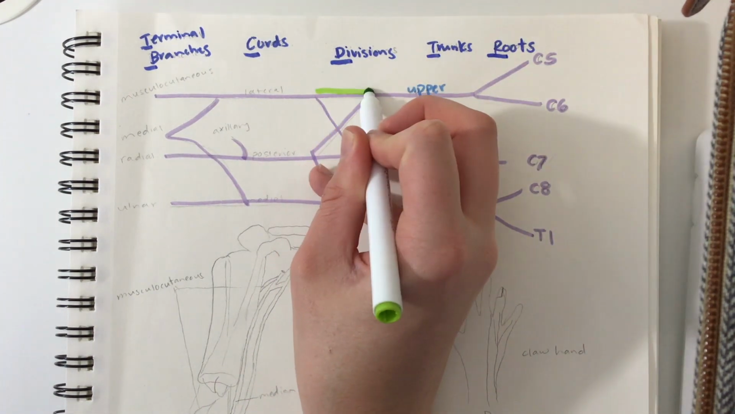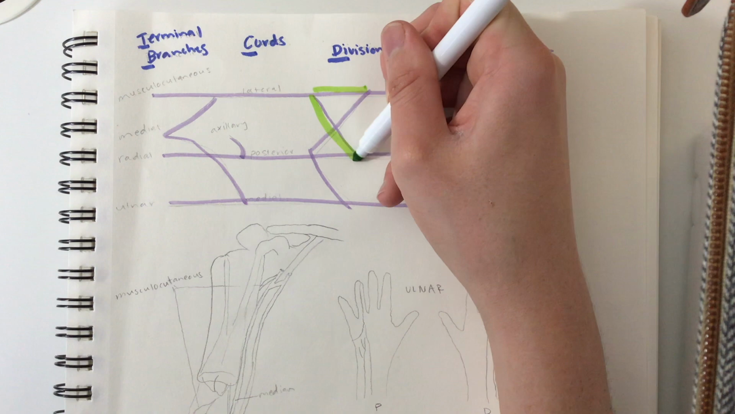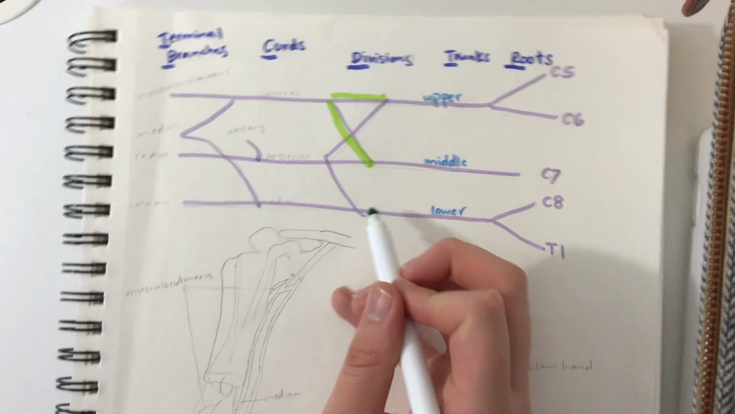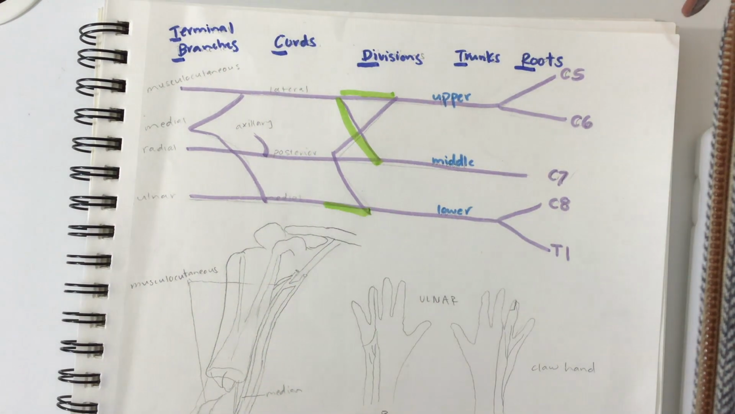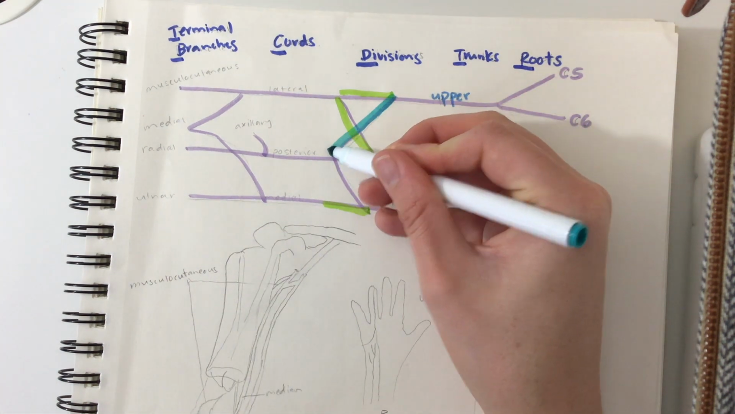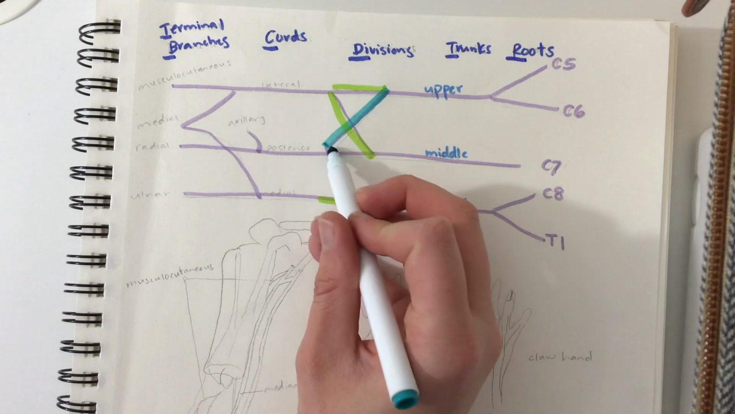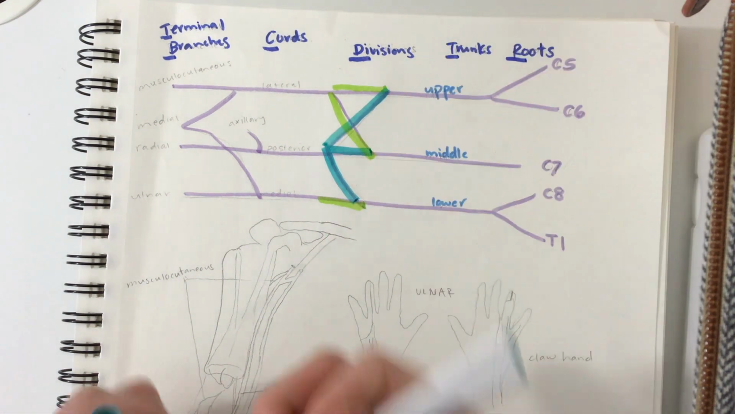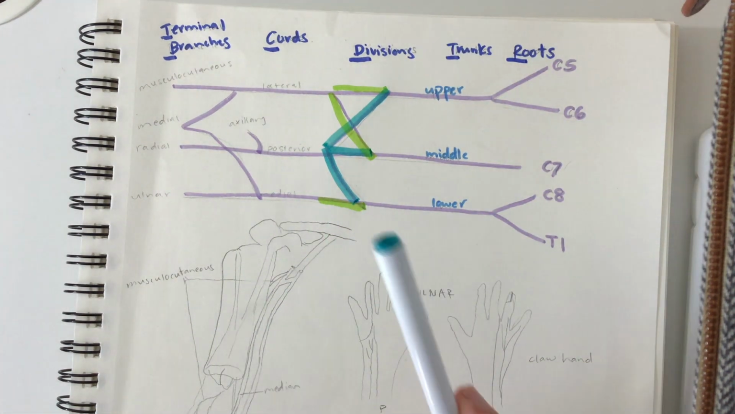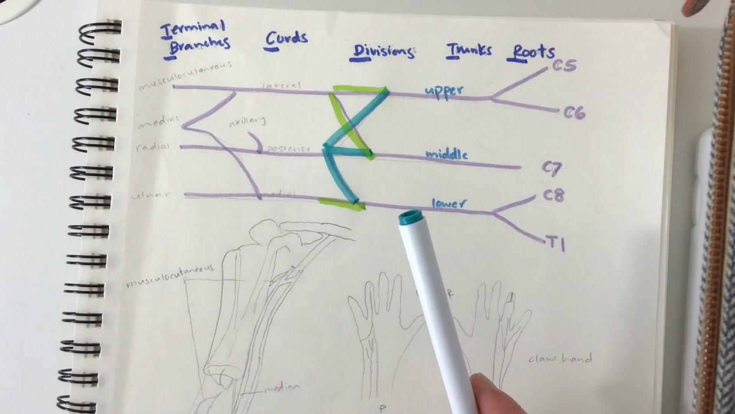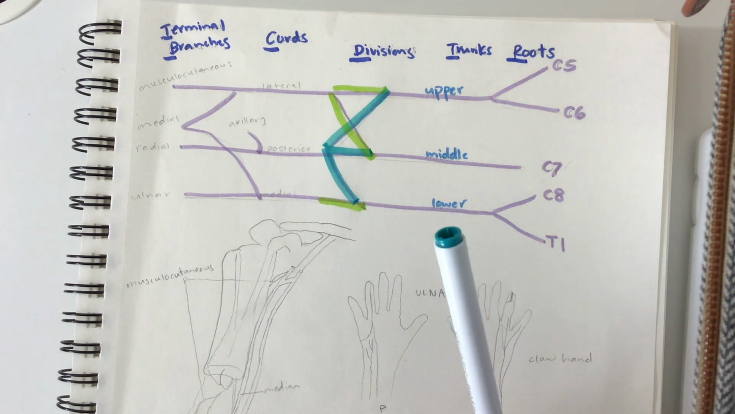Here at the divisions, there are anterior branches and posterior branches, and I'm highlighting the anterior ones here in this light green color, and then the posterior ones here in this teal turquoise color. So that's just how the divisions go. It gets a little jumbled, but drawing it out definitely does help.